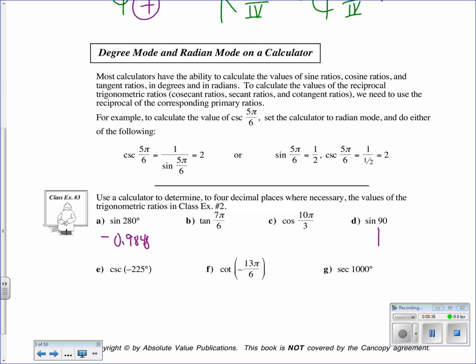Cosecant of negative 225. Well, cosecant is the reciprocal of sine. So what I'm going to have to do is go 1 divided by sine negative 225. And that's 1.4142. And secant is related to cosine, but it's the reciprocal. 1 divided by cosine of 1,000 is 5.7587.